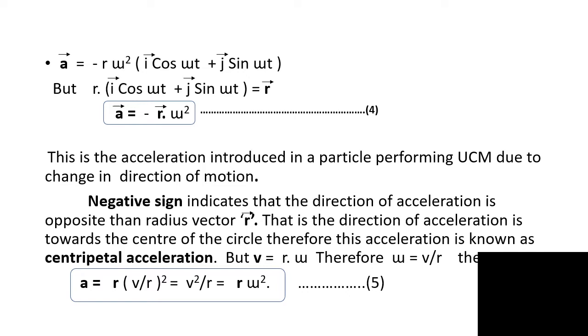Negative sign indicates that the direction of acceleration is opposite to the radius vector r bar. That is, the direction of acceleration is towards the center of the circle. Therefore, this acceleration is known as centripetal acceleration or radial acceleration, and its magnitude is given by a equal to v square upon r or r omega square.